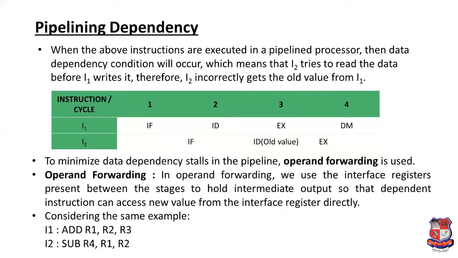For example, let there be 2 instructions I1 and I2 such that instruction 1 is add R1, R2, R3 and instruction 2 is subtraction R4, R1, R2. When the above instructions are executed in a pipeline processor, a data dependency condition will occur, which means that I2 tries to read the data before I1 writes it. Therefore, I2 incorrectly gets the old value from I1. To minimize data dependency stalls in the pipeline, operand forwarding is used. In operand forwarding, we use the interface register present between the stages to hold the intermediate output, so the dependent instruction can access the new value from the interface register directly.